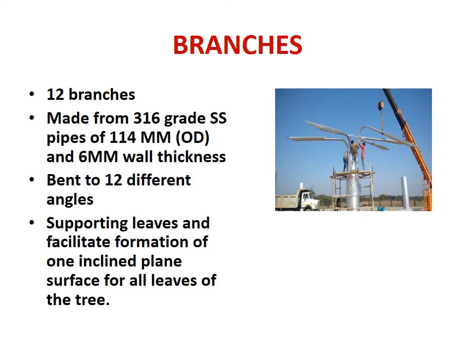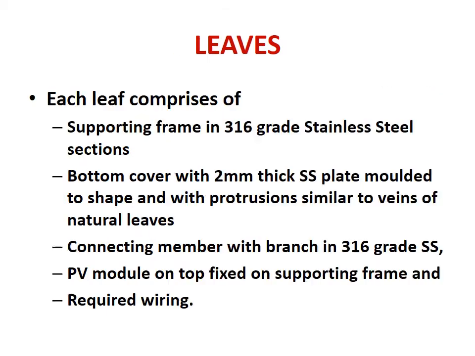Then branches. Each solar tree had 12 branches. They were made from 316 grade SS stainless steel pipe of 114 mm outer diameter and 6 mm wall thickness, and they were bent to 12 different angles for 12 branches. These were supporting leaves and facilitating formation of one inclined plane surface for all leaves of the tree.